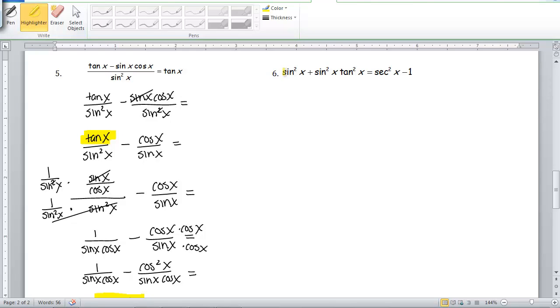In number 6, I'm again noticing a GCF in these two terms. So if I factor out that GCF of sine squared, I'm going to be left with a 1 plus tangent squared. Again, to get the 1 and the tangent squared, I'm just dividing each of the original terms by my GCF. Next thing I notice is that 1 plus tangent squared is one of our Pythagorean identities. That's the same thing as secant squared.